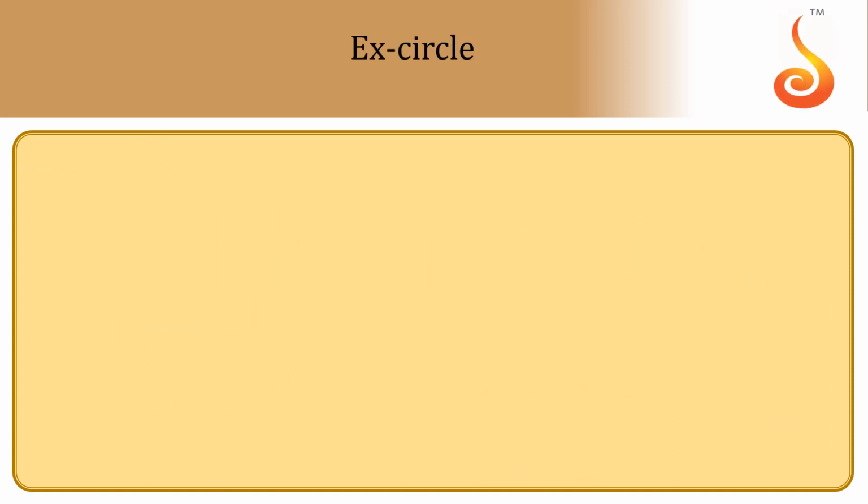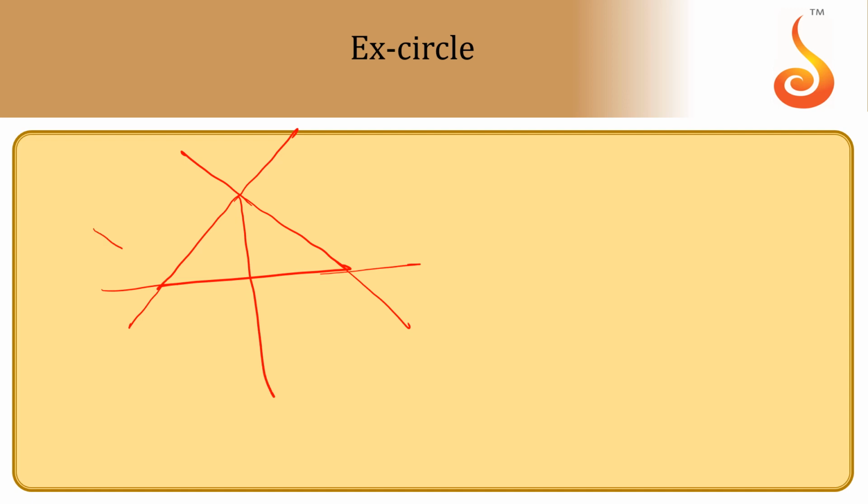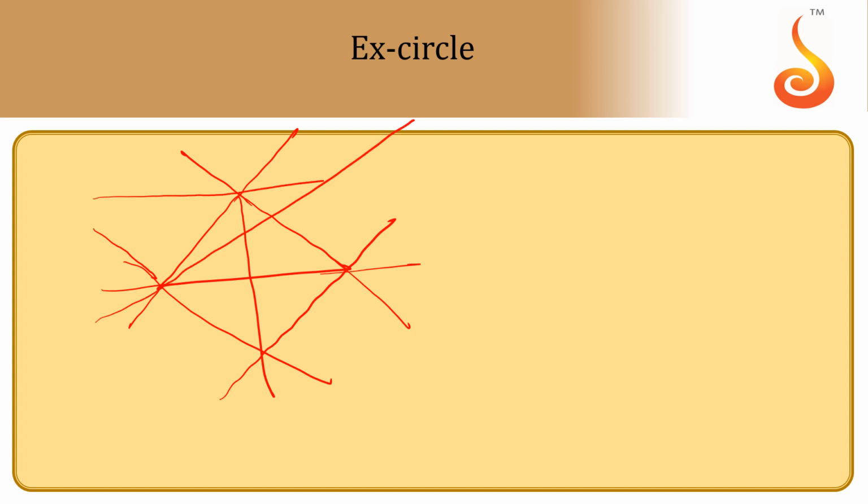Then excircle. So you know, if triangle ABC is there, if you extend the sides of the triangle, one internal angular bisector and two external angular bisectors are concurrent. One internal angular bisector and two external angular bisectors.